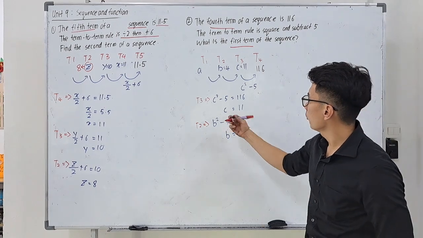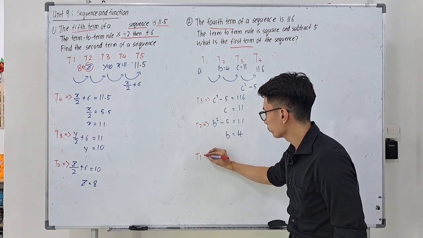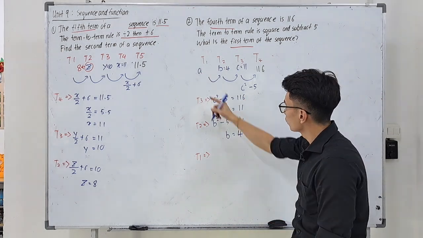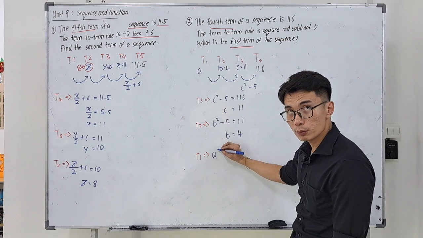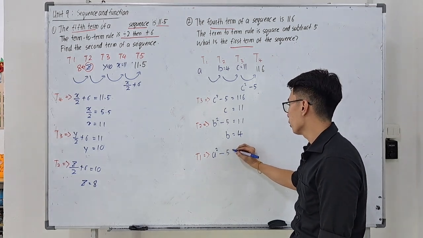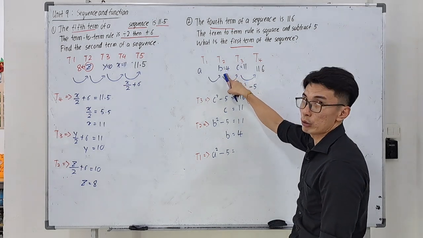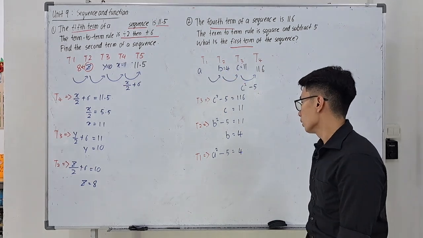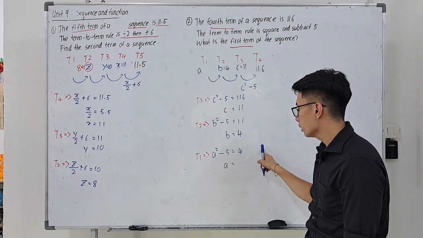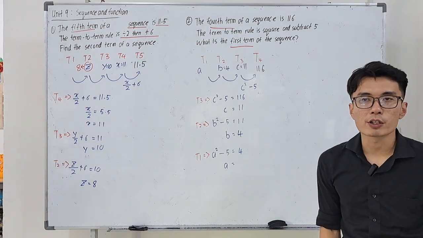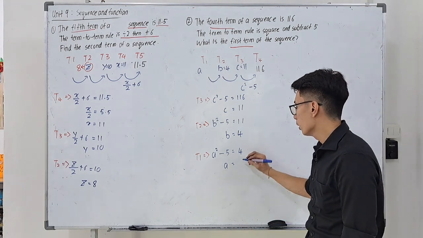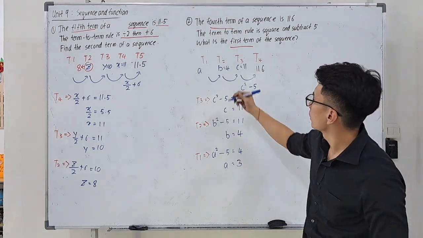And finally, for my T1, the answer that I want, it's whatever the number is here, which is A. I have to follow the term to term rule, which is I have to square it first, and then subtract 5, and that should give me the value of B, which is 4 in this case. So to find A, move negative 5 over, so 4 plus 5 will give me 9. Move the square over, that will be square root of 9. That will give me 3 over here.